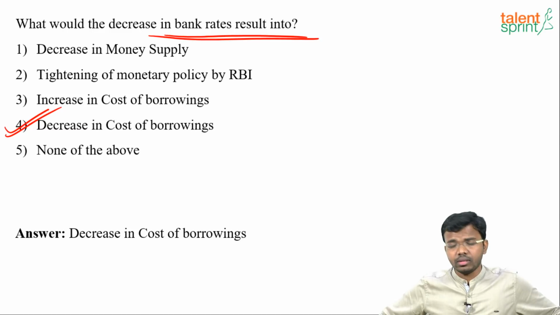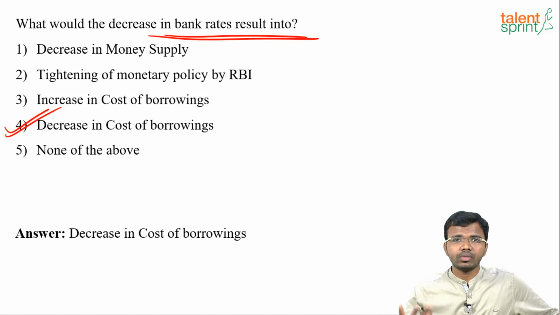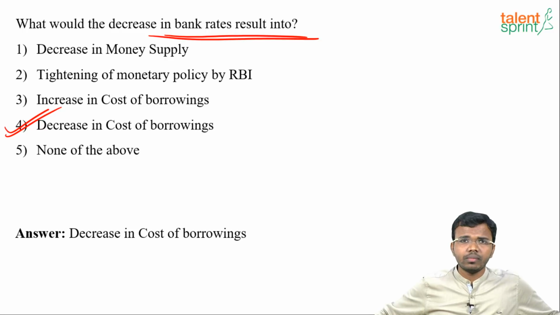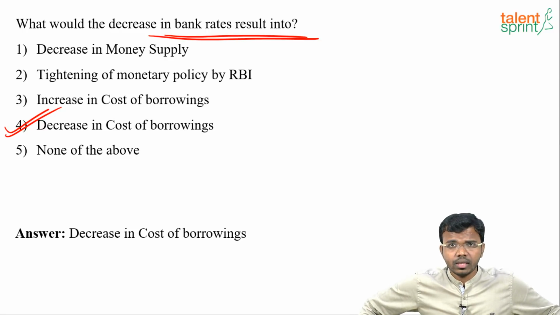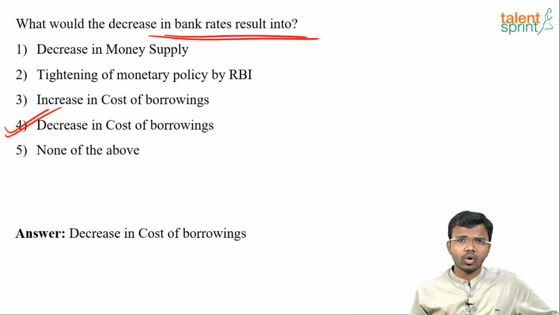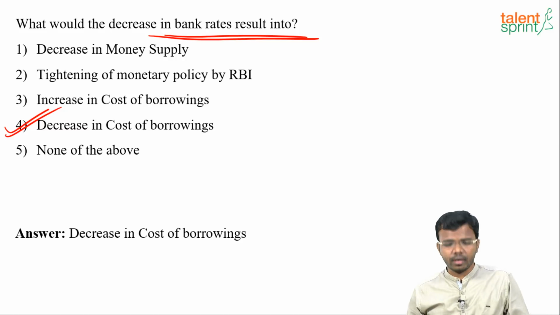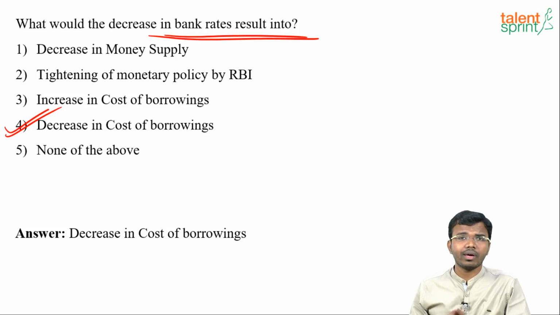Okay, the RBI is going for expansionary monetary policy, adding more money to the society so that the prices will come up. The prices will rise because the prices have already gone down. So to increase the prices, the RBI has to go for expansionary monetary policy, so that the banks will lend more money to the people at cheaper rates. So decrease in cost of borrowings is the right answer.